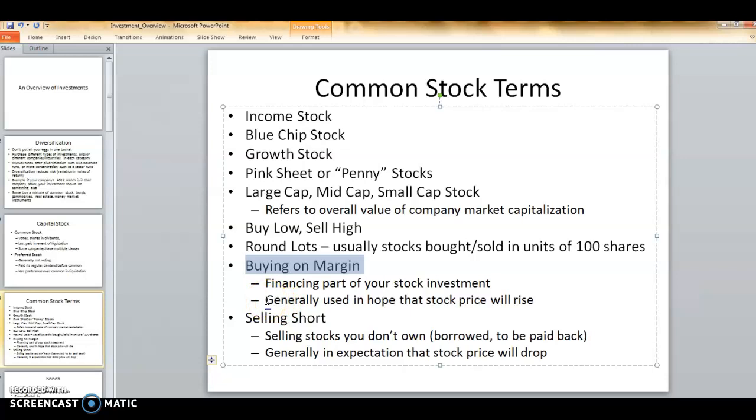But keep in mind, you have to pay back interest on that money, and if the stock goes down in value, it basically increases the amount of money that you actually lose.